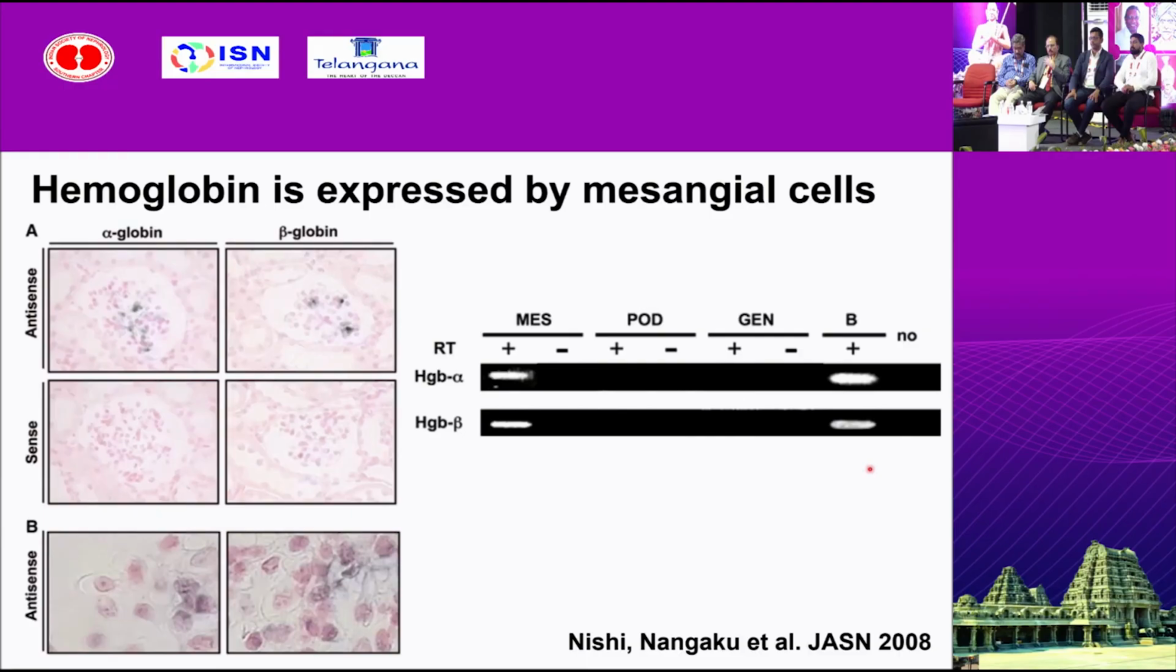Hemoglobin is not only expressed in erythrocytes. More than 15 years ago, we published this paper. Using many different methods, such as in situ hybridization, Western blots, immunohistochemistry, and so on, we demonstrated that hemoglobin is expressed by mesangial cells. We speculated that hemoglobin in mesangial cells serves to reduce oxidative stress in the glomerulus.